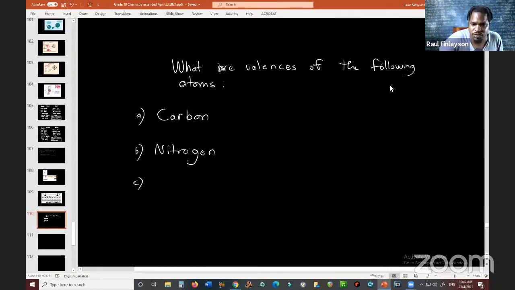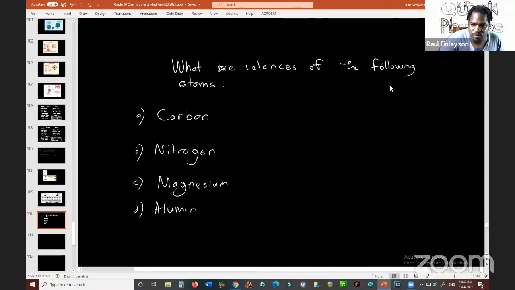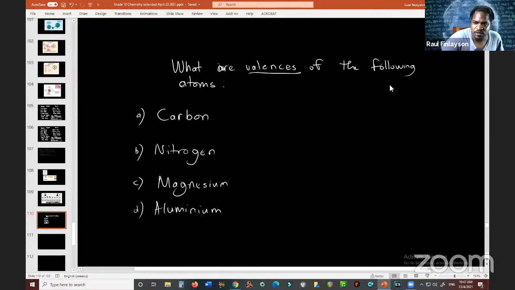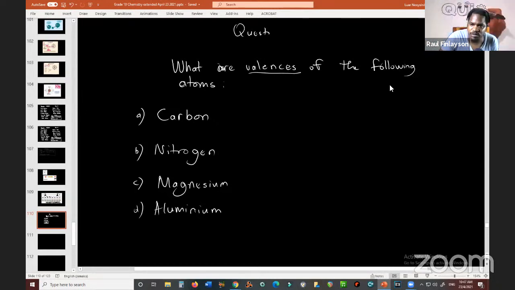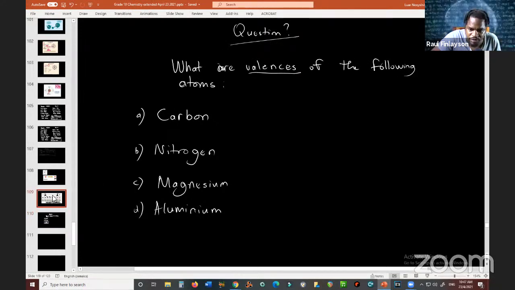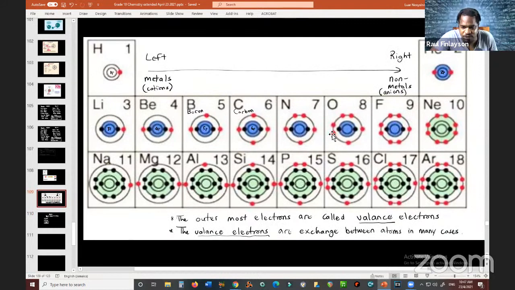This word you need to know what it means and give me these answers. This is the question of the day. What are the valencies of the following atoms? You can find that by looking at the diagrams and just counting. Remember that the word valency actually means valence electrons. Let me put the A there because I'm thinking about that beautiful French word. So there you go.